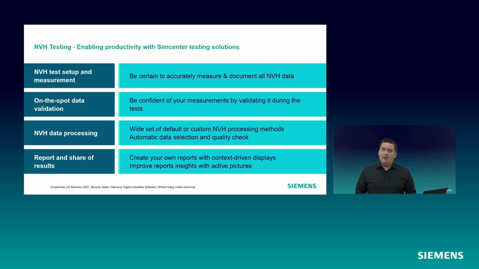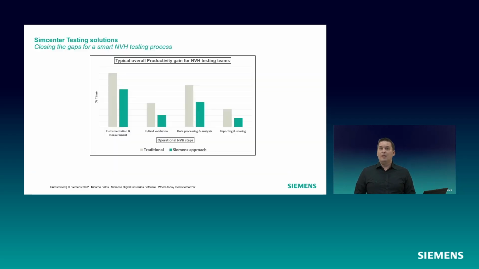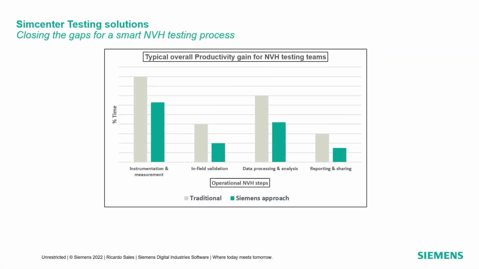The data processing needs to be very optimized and flexible at the same time, so the engineer knows exactly how to proceed. And last but not least, we saw that reporting and sharing of the data can also be very, very time consuming, and we have some tools to help on that. So with those solutions, I'm sure that we are closing some gaps in the Operational NVH campaign.